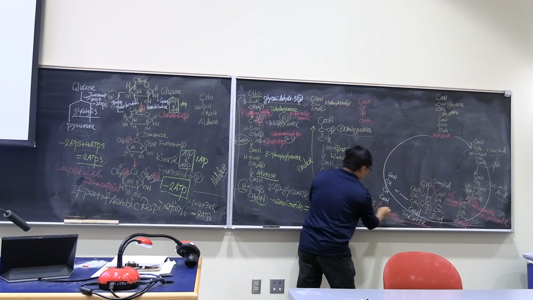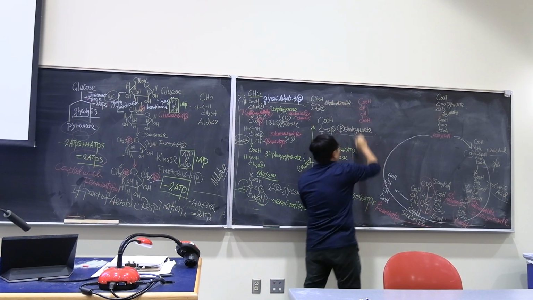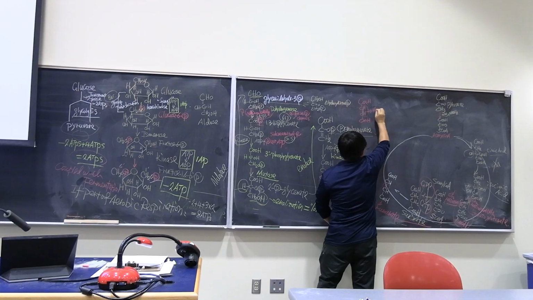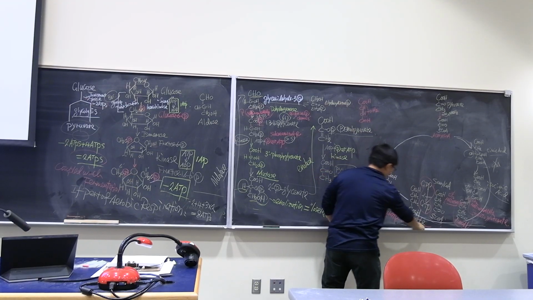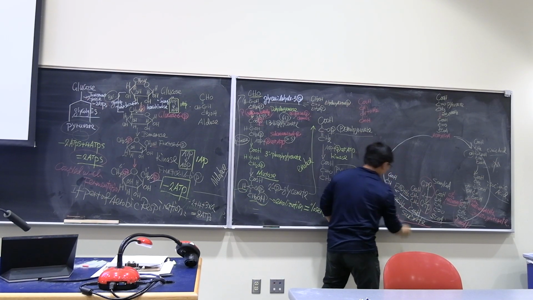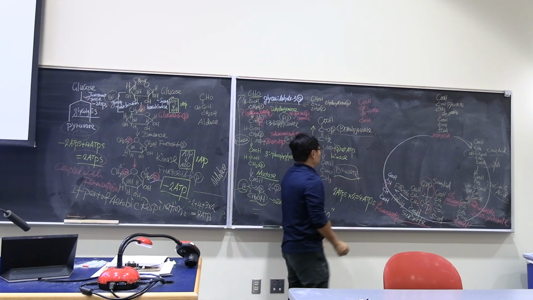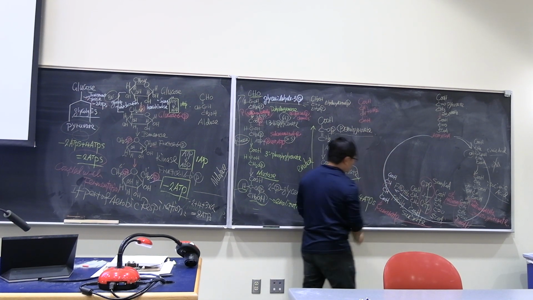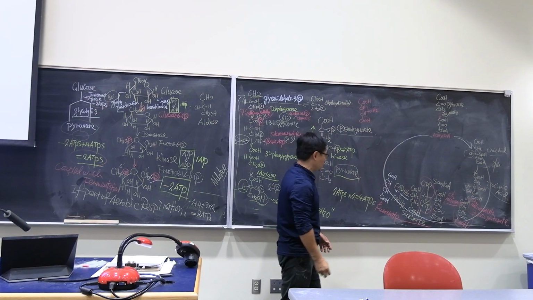Fumarate. Now, where does this go? If you have H2 released, you're going to add something. But this time is special. FAD adds this, FADH2. That's called fumarate. Okay, once your fumarate has a double bond in the middle, that's not stable.